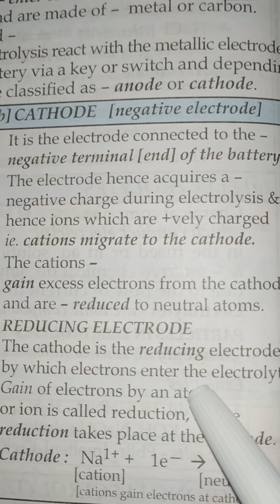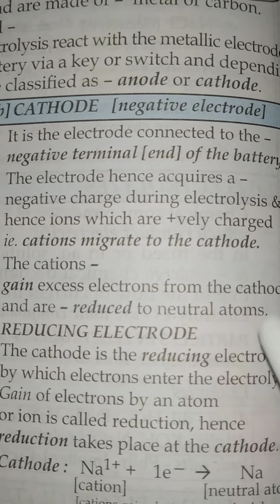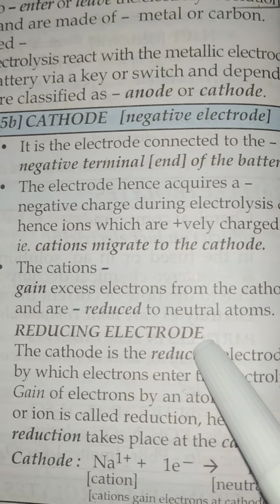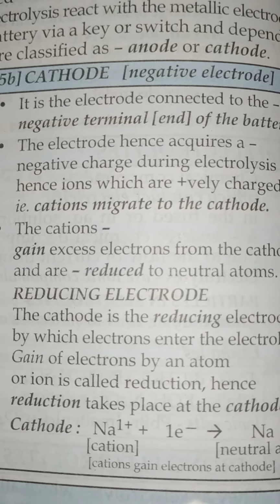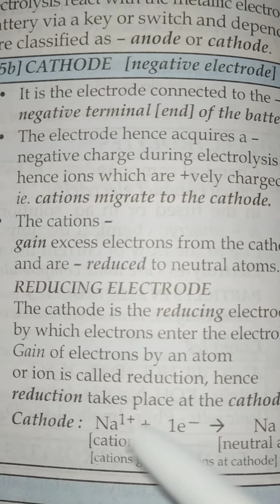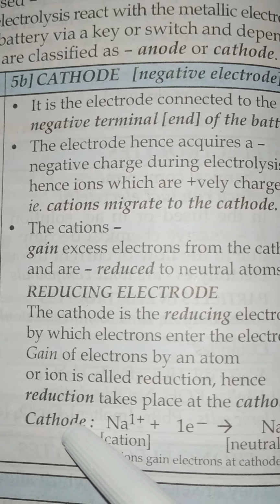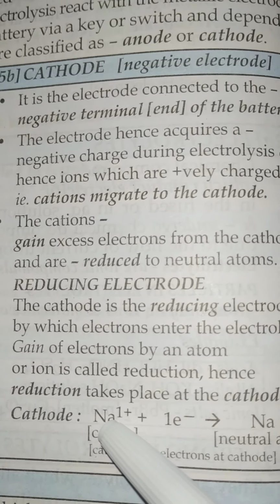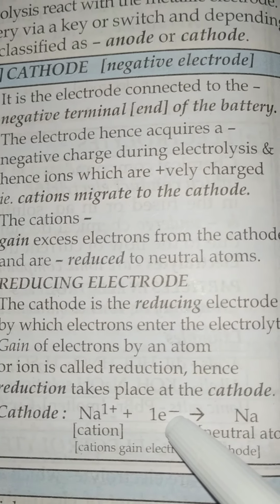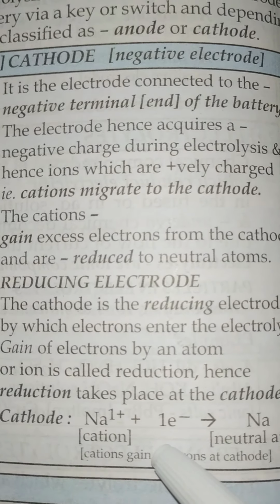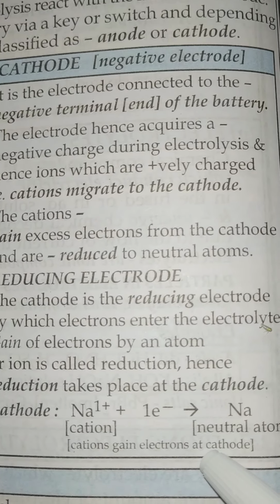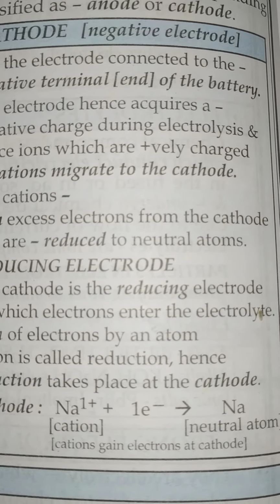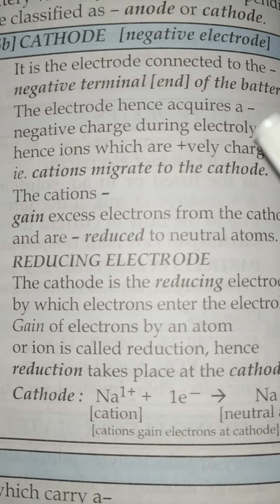Reducing electrode means the electrons enter the electrolyte through this electrode. There will be a gain of electron. That's why here reduction will take place. Like this example, at cathode Na plus 1 electron. It means there will be a gain of electron, and after gaining the electron it will convert into a neutral atom.